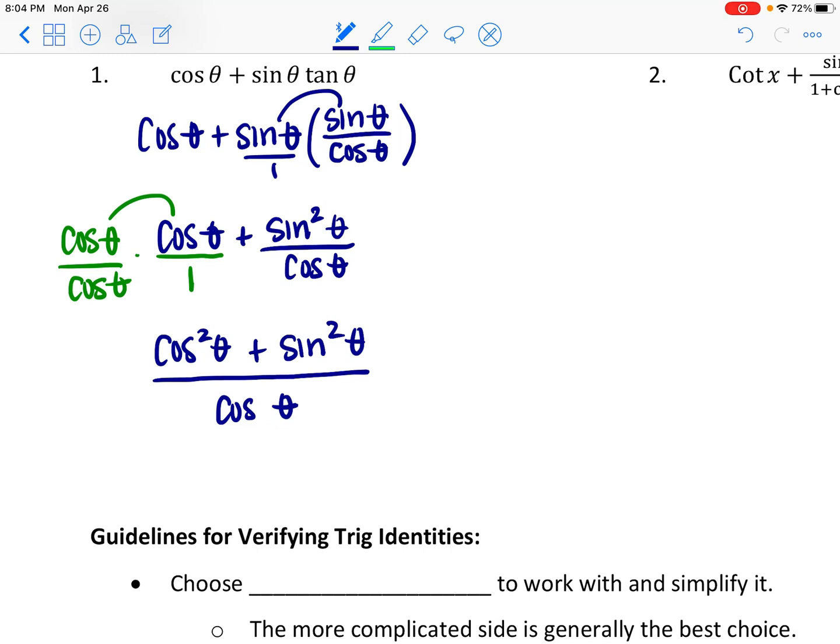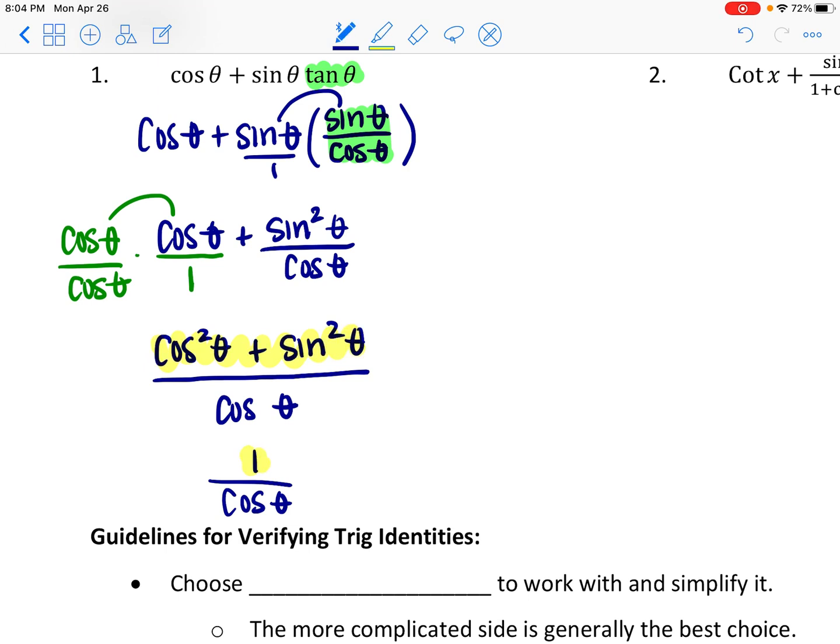The only substitution I've used so far was in the beginning, right? I substituted tangent with sine over cosine. That was one substitution. Then it's algebra, algebra, algebra. Okay, now I'm about to make another substitution, because on the top of this fraction, I know that cosine squared theta plus sine squared theta, that's one of my trig identities. Cosine squared plus sine squared, that's equal to 1. So now I can rewrite this as 1 over the cosine of theta. So I made a substitution. I replaced this with 1.